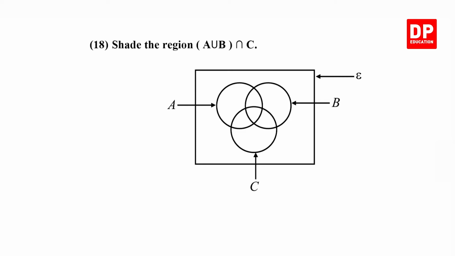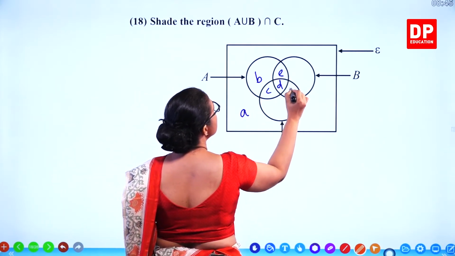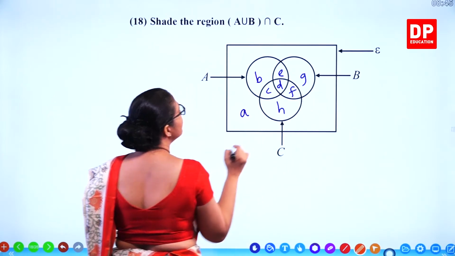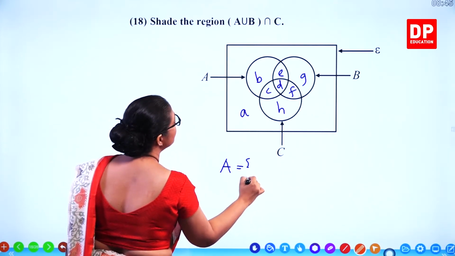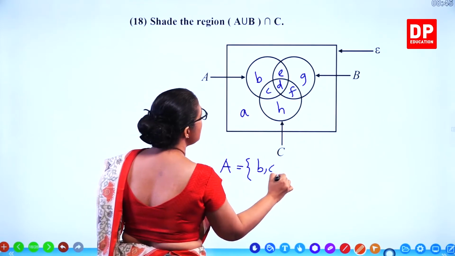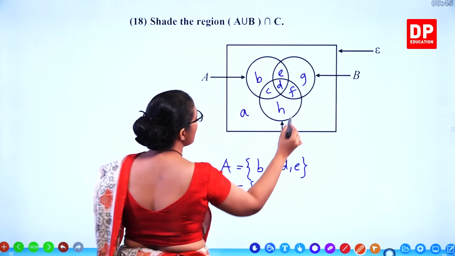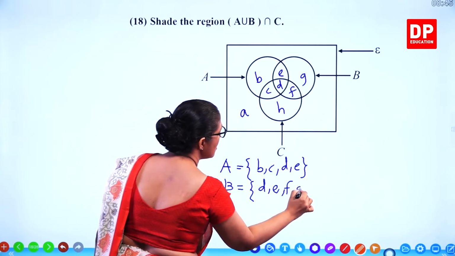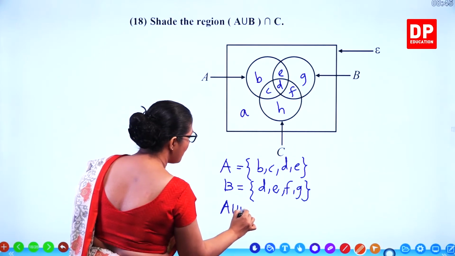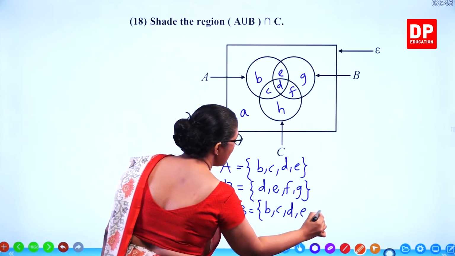Question number 18. Shade the region A union B intersection C. If you can't do it at once, you can write down all the regions like this and find out separately. What is A? A means B, C, D, E. What's B? B is this circle. D, E, F, G. And what does A union B mean? Everything. Everything means B, C, D, E, F, G.